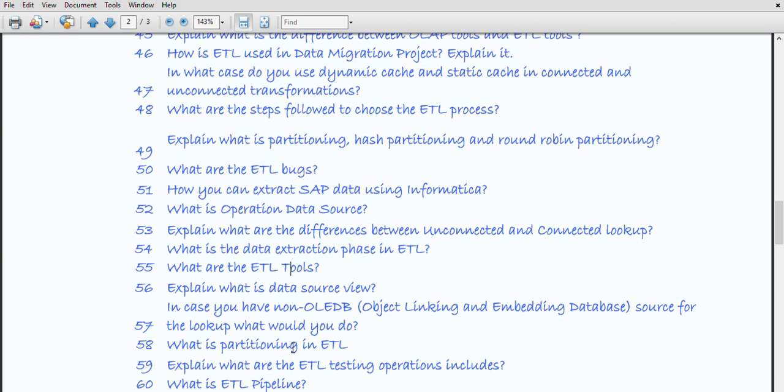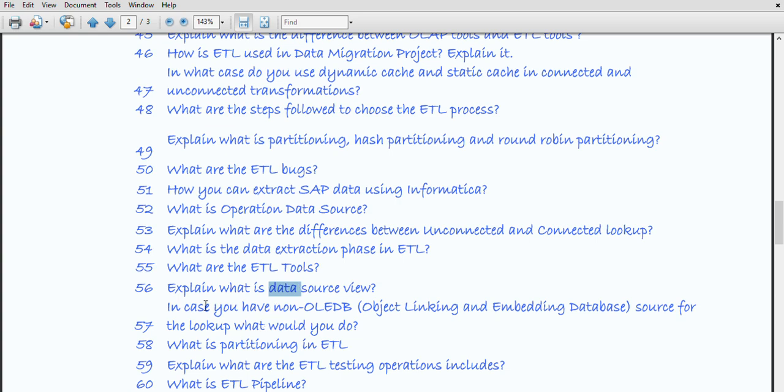Then, explain what a data source view is. A data source view allows you to define the relational schema which will be used in the Analysis Services database. Dimensions and cubes are created from the data source view rather than directly from the data source object.